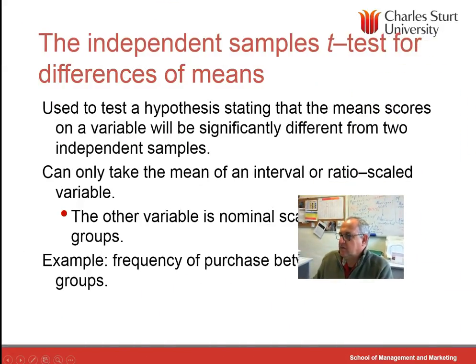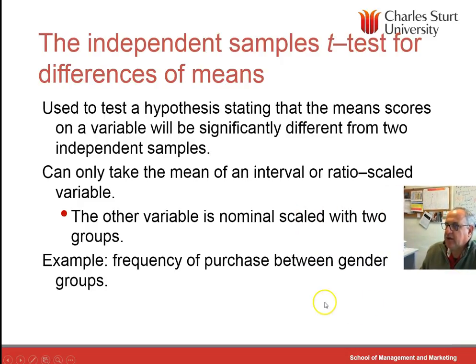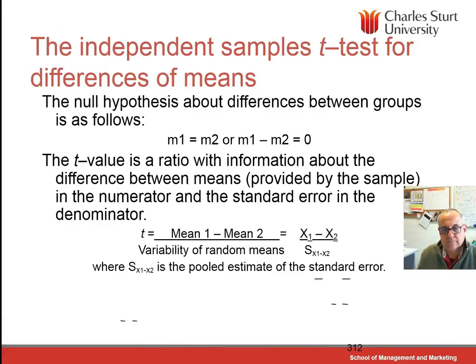So, just another example here. The t-test can be used to test a hypothesis stating that there are two mean scores. The other is a nominal scale with two groups. For example, here we've looked at frequency of purchase, how often people buy something, between men and women. Do women buy more shoes than men? Not surprisingly, they do. Not all women, but on average.